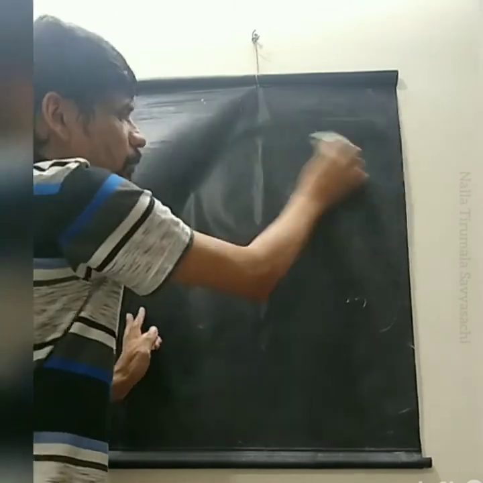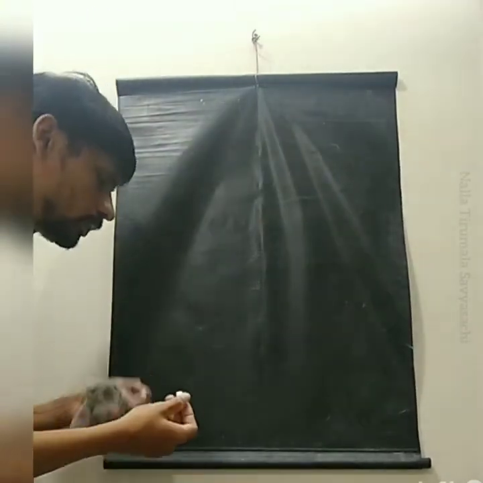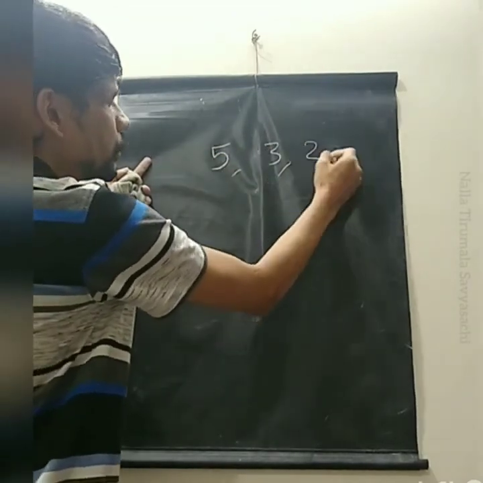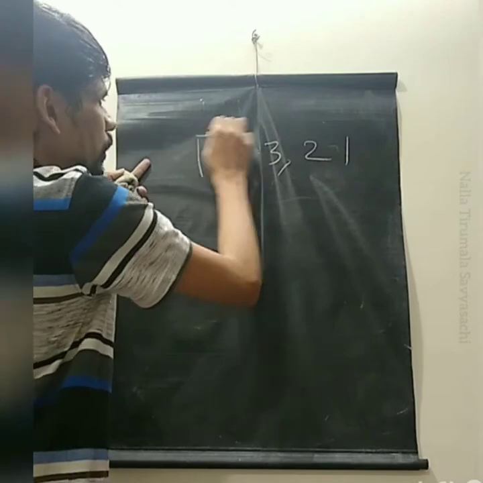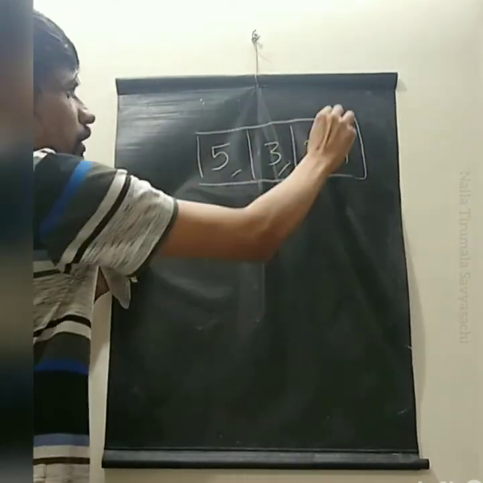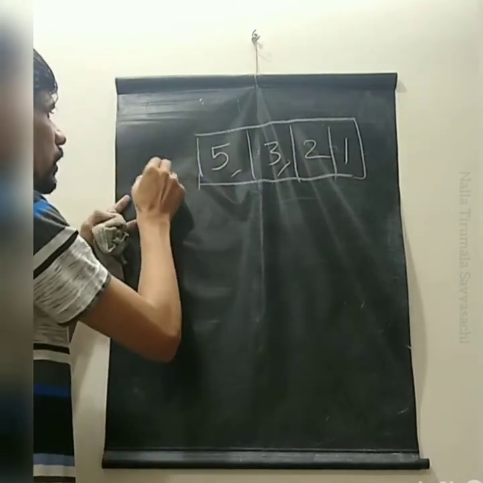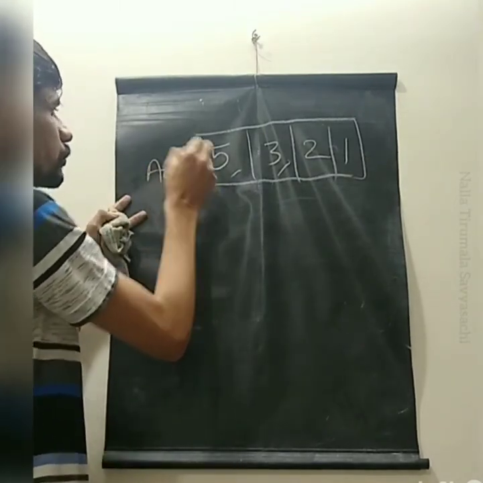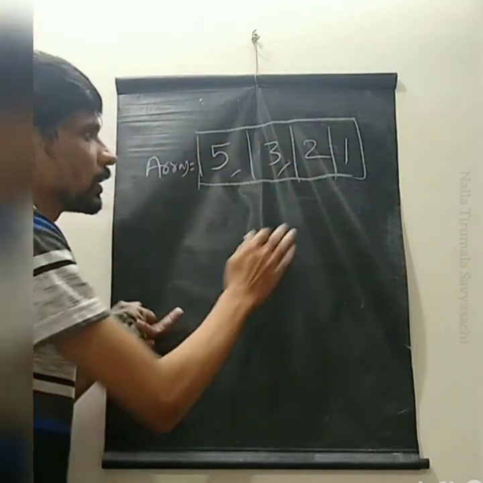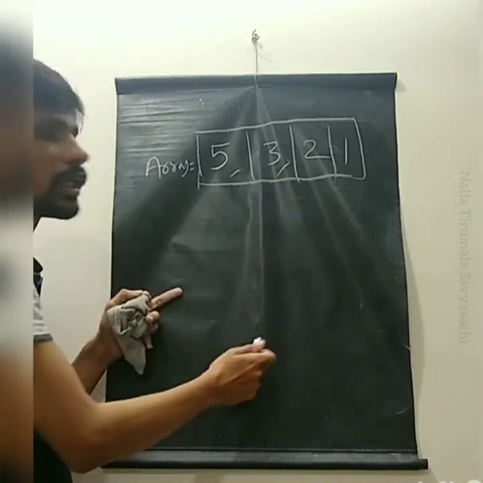So what exactly do we mean by the insertion sort technique? For example, I have 5, 3, 2, 1. Let's imagine this is my input, in one array. An array will contain a list of items, right? So now I want to sort this data.